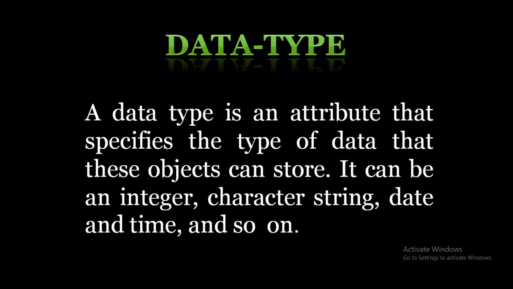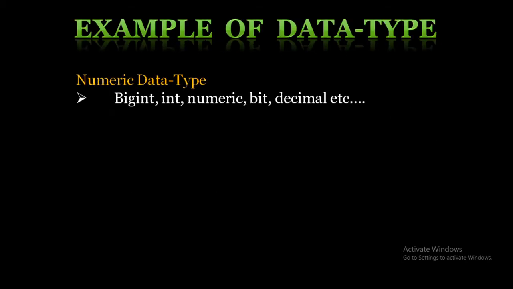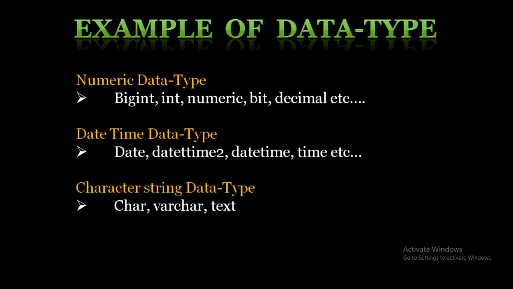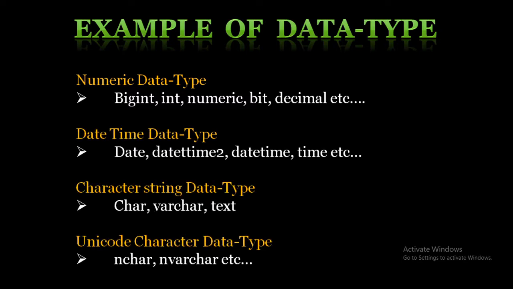Let's see some examples of data types. There are numeric data types, datetime data types, character string data types, and Unicode character data types. I will show you how to use data types while creating a table.